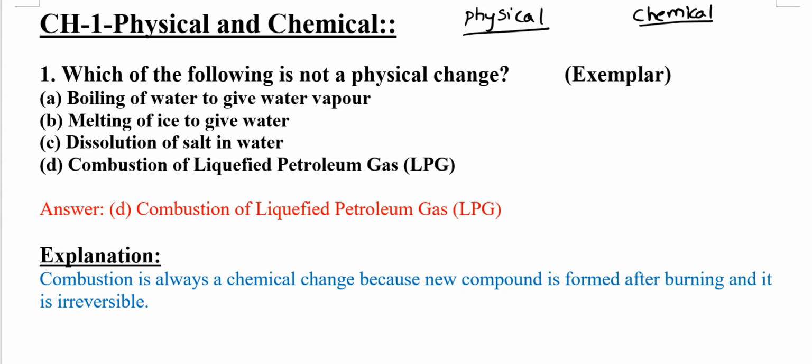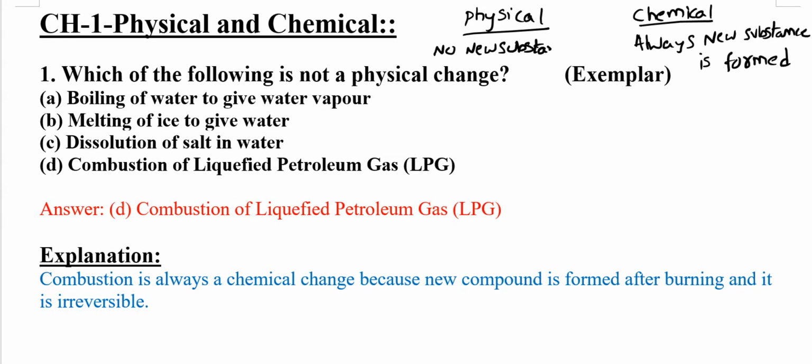So the major difference between physical and chemical changes is, in a chemical change always a new substance will be formed. Physical appearance may change, may not change, doesn't matter, but always a new substance is formed. Whereas in case of physical changes, no new substance will be formed. So this is the major difference between these two changes. Whenever examples are given, see whether a new substance is formed or not. Based on that we can decide whether it is a physical or chemical change.